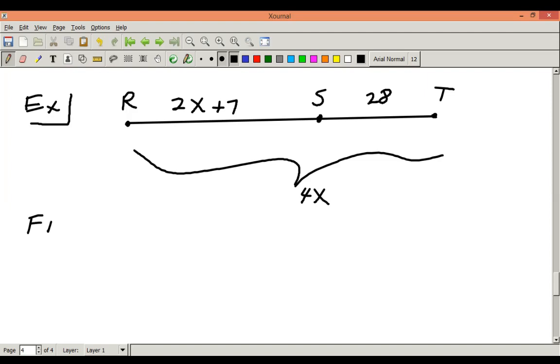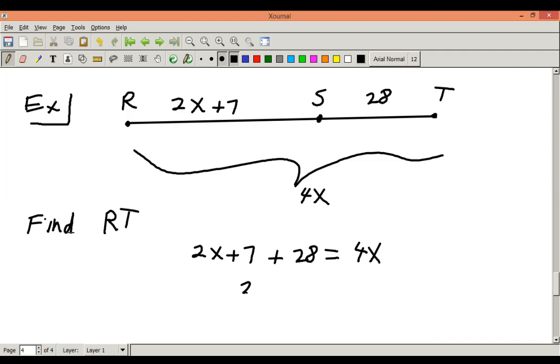So find the length of segment RT. If we find x, we'll just multiply by 4, and that'll give us the length of segment RT, because segment RT is 4x. So we know from the segment addition postulate that if we take the length of segment RS, which is 2x plus 7, and add to it the length of segment ST, which is 28, that's going to equal the total segment, which is 4x.